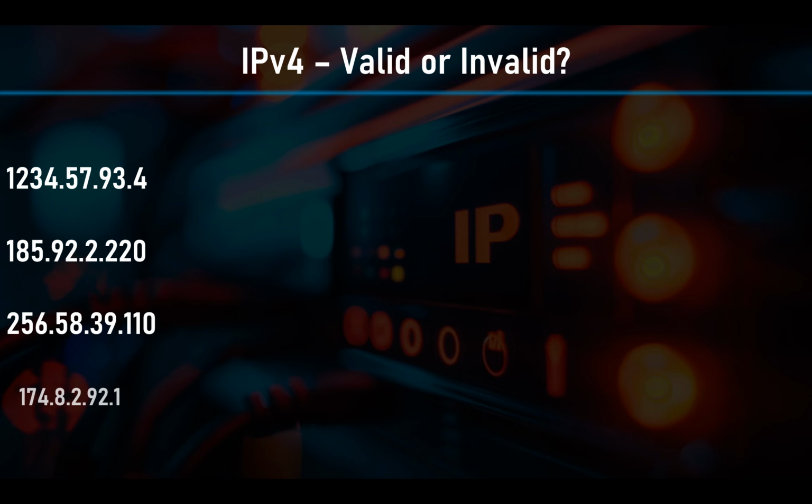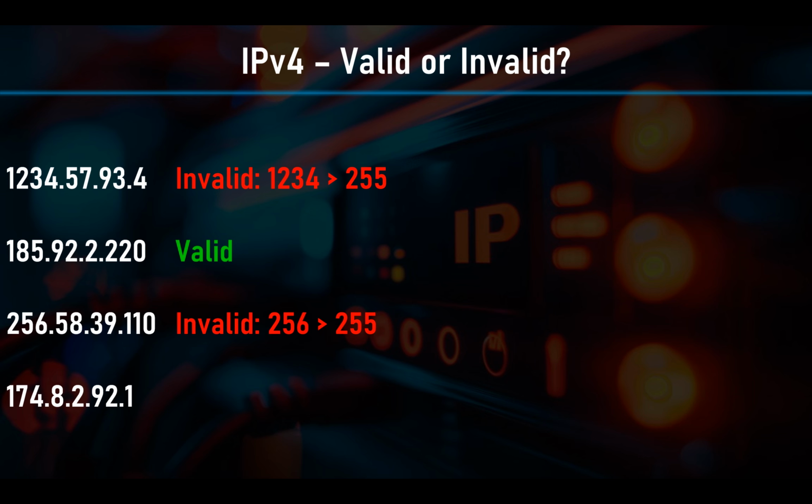Let's look at some examples. If you want, pause the video and think: are these valid or invalid? The first one is invalid, because the first group, 1234, is bigger than 255. The next one seems valid: 4 groups, all 0 to 255, all separated by dots. The next one has 256, which is too big. The last one has 5 groups, therefore it's invalid.